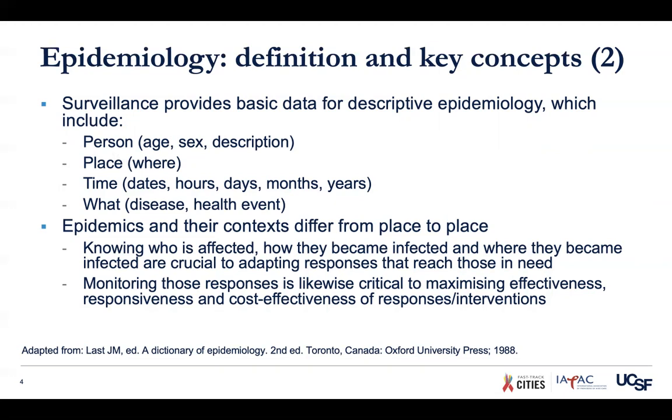And then the other thing to point out is that epidemics and their contexts differ from place to place, right? So knowing who's infected, how they became infected, and where they became infected are crucial for us to target public health interventions. And then on top of that, once we start targeting them and once we start trying to intervene to prevent disease or to get people into treatment, we need to monitor what we're doing to maximize its effectiveness, responsiveness, and cost effectiveness.